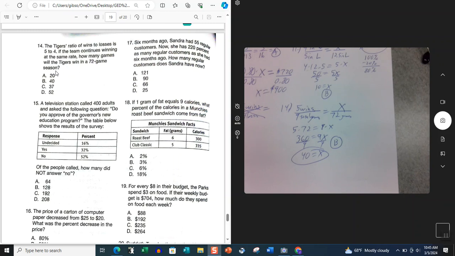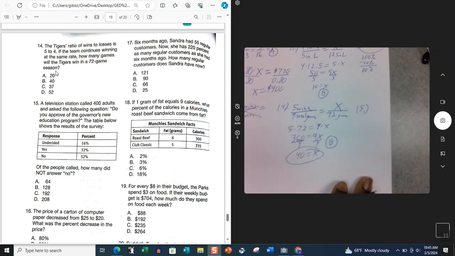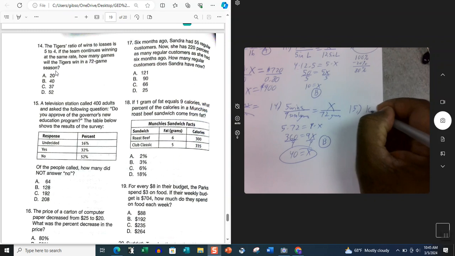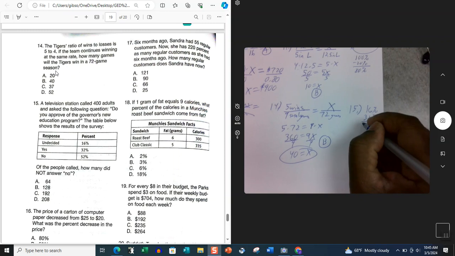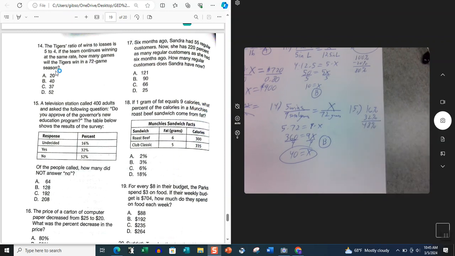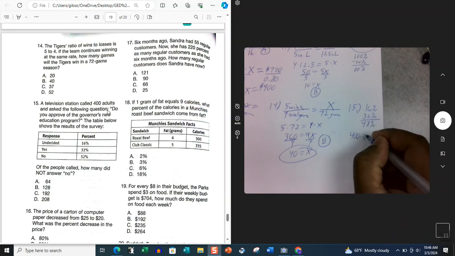Okay, so if you look here at the percent, the people that did not answer no were basically your yeses or your undecided. So with that being said, if we look at 15, it was 16% that was undecided, so that wasn't a no. And 32% that was a yes, that wasn't a no. So that's 48%. So we had to take 48% of the 400 adults. So we would take 400 times 0.48.